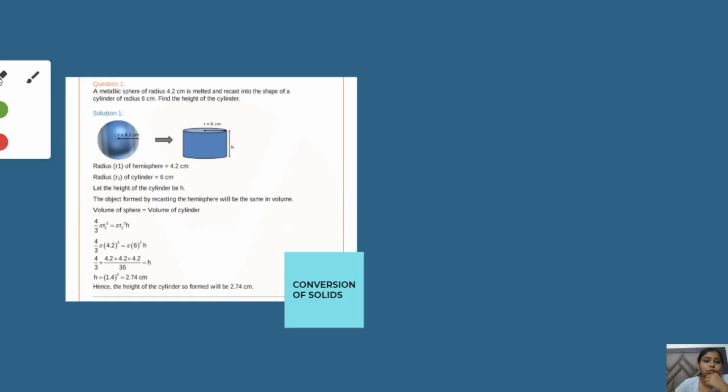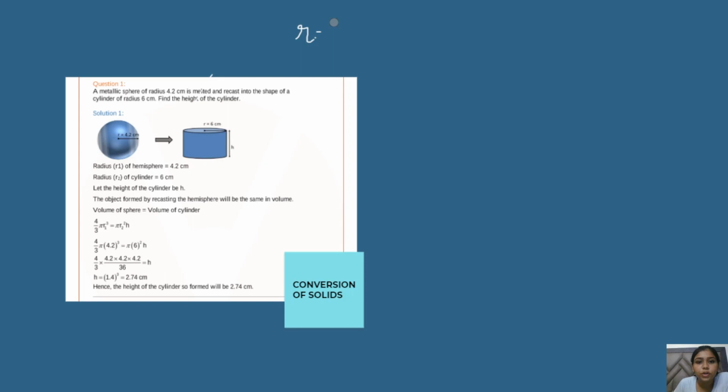Okay, so these are conversion of solids. I told you that in the case of conversion of solids, the volume remains the same. So let's look at the question here. A metallic sphere of radius 4.2 centimeter.